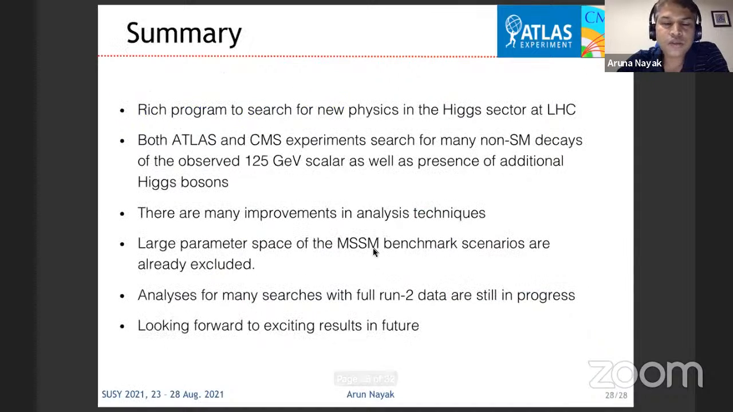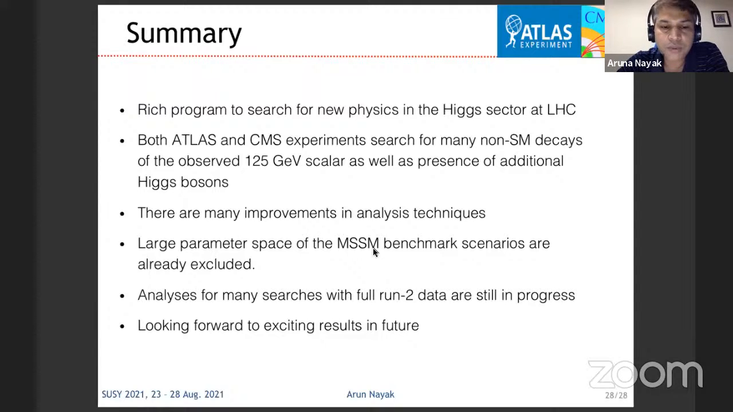Okay, so that brings me to my summary. There is a rich program to search for new physics in the Higgs sector at the LHC. Both ATLAS and CMS experiments search for many non-SM decays of the observed 125 GeV scalar, as well as the presence of additional Higgs bosons. There are many improvements in the analysis techniques for the full Run 2 analysis, so the results are improved significantly.